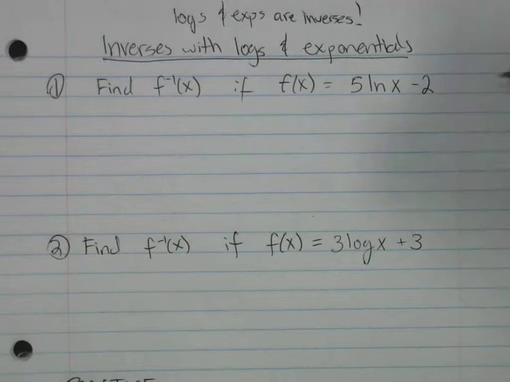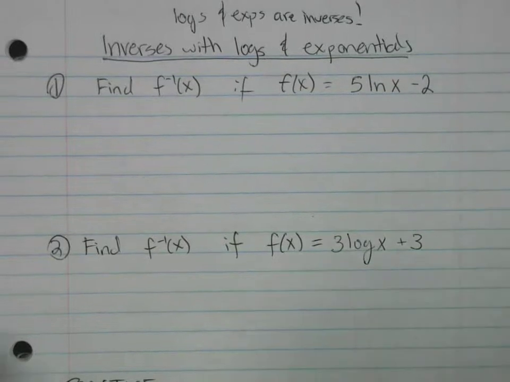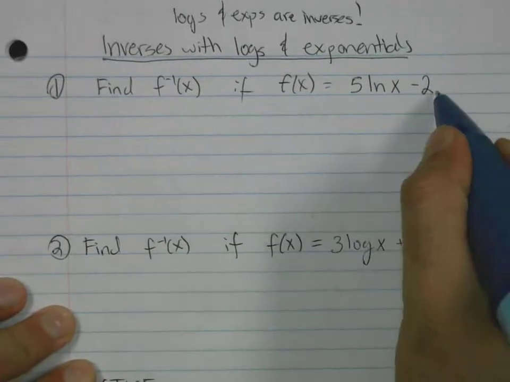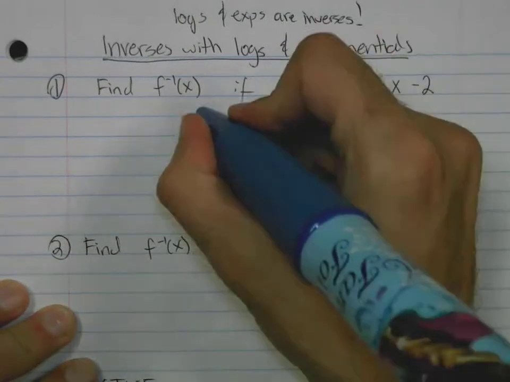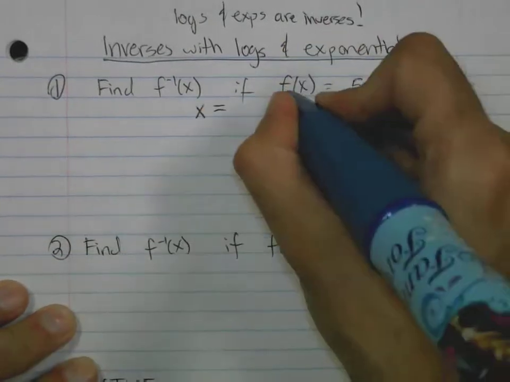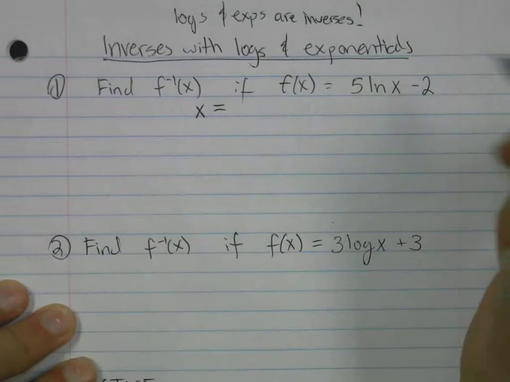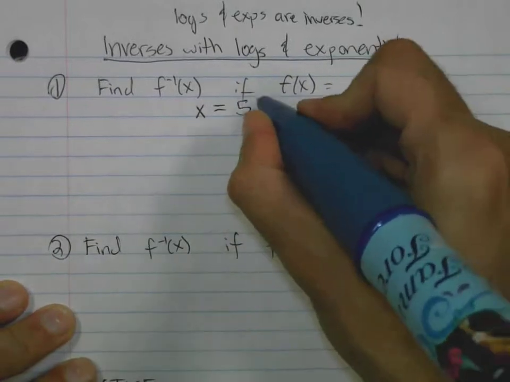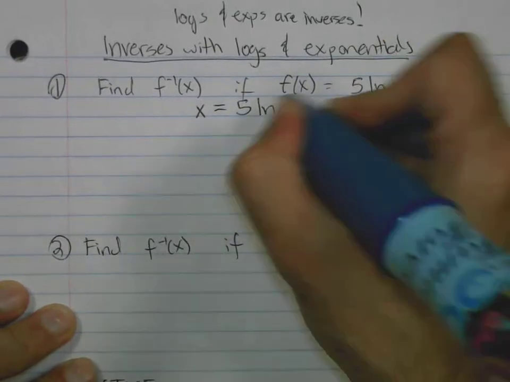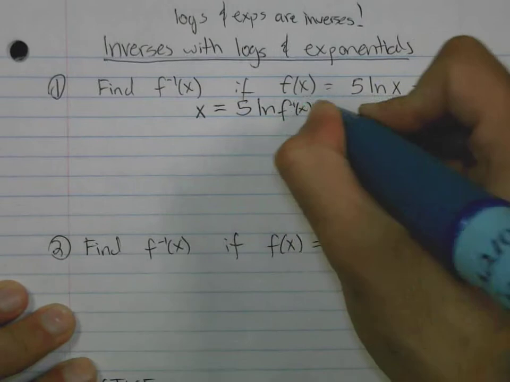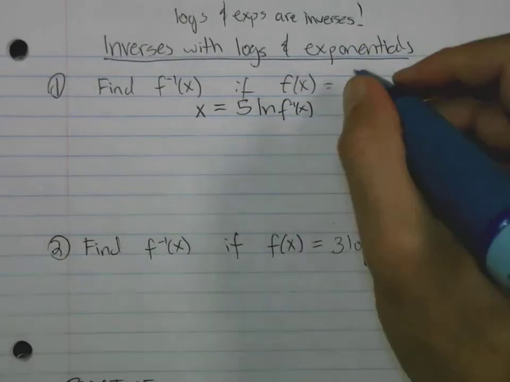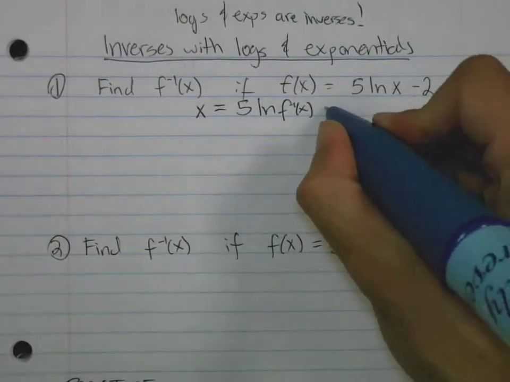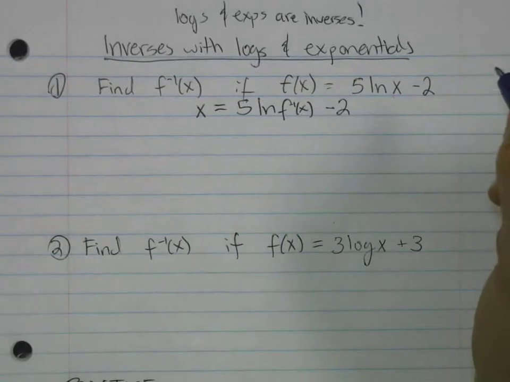It's a log equation. I have f of x equals this stuff. I'm supposed to find the inverse. The first thing that I do is switch the stuff. So instead of writing f of x, I write x. 5 natural log. Instead of writing x, I write f inverse of x. And I know it looks clunky, but oh well. So we're going to write that all minus 2, because that does not change.